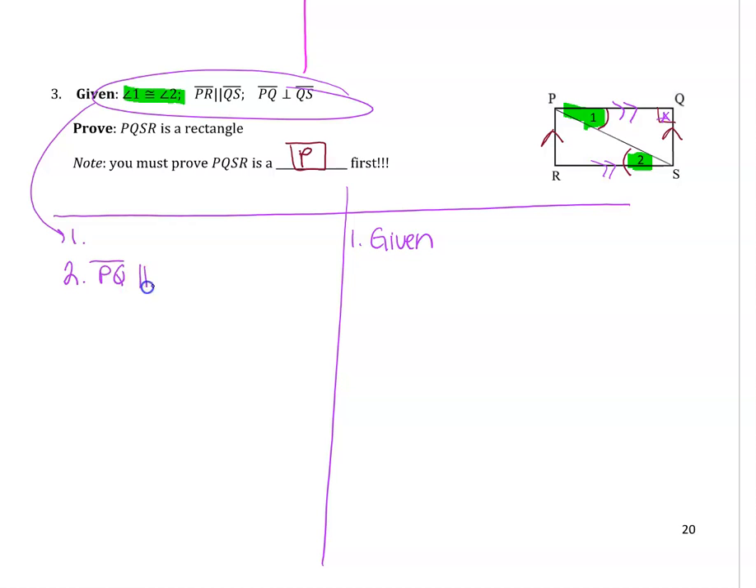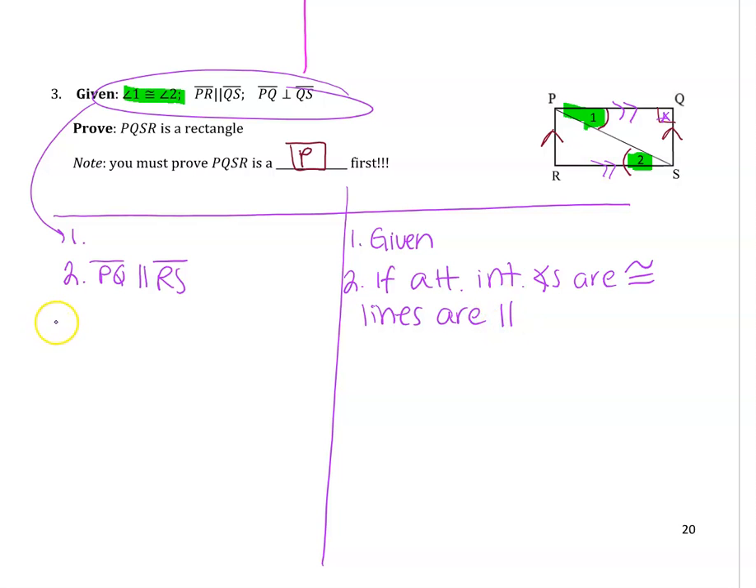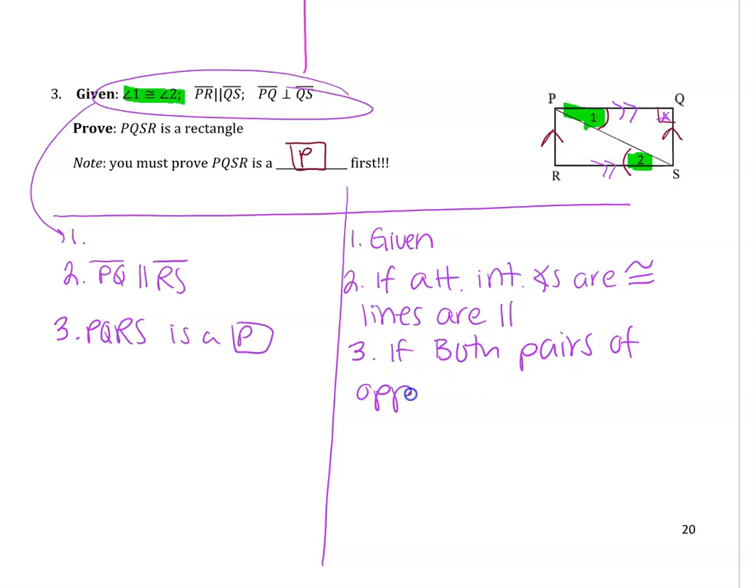So first thing I'll say is PQ is parallel to RS because if alternate interior angles are congruent, lines are parallel. So then at step 3, I can say PQRS is a parallelogram because if both pairs of opposite sides are parallel, the quad is a parallelogram.